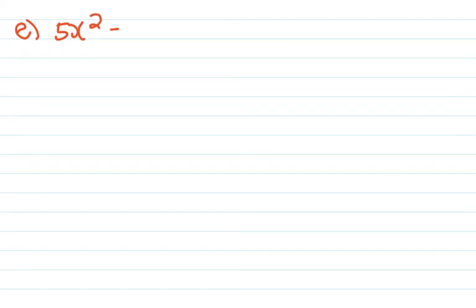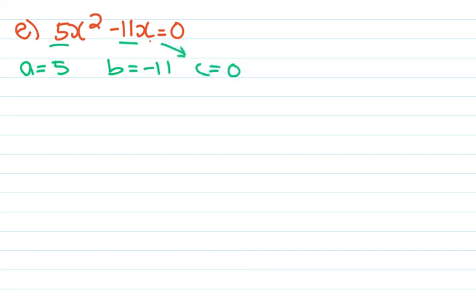5x squared minus 11x equals 0. Okay, this one just looks a little bit different because there's only two terms on the left side. So if we're going to identify what A, B, and C are, A equals 5, B equals negative 11, and C is not there, meaning it's 0. So anywhere there's a C, we're going to write 0.